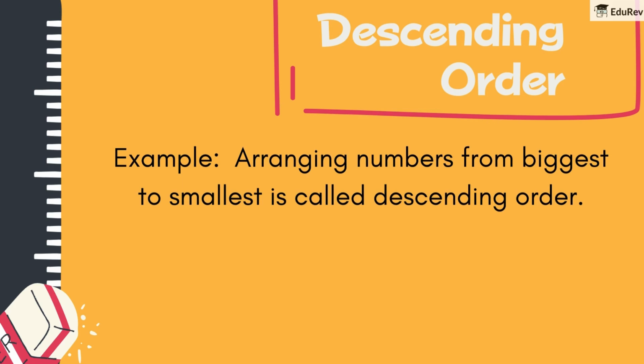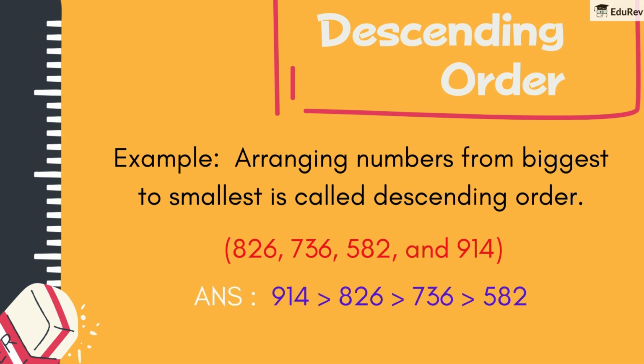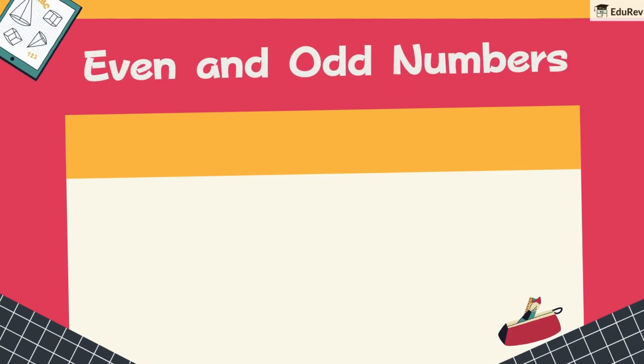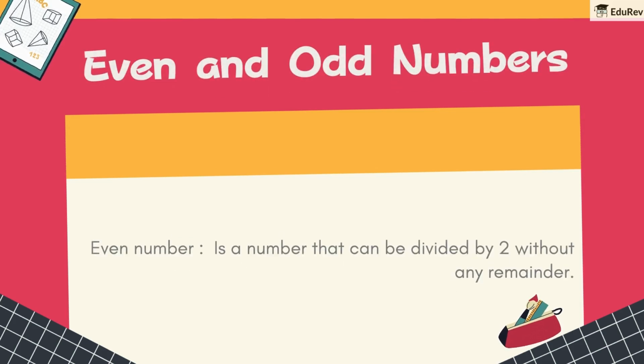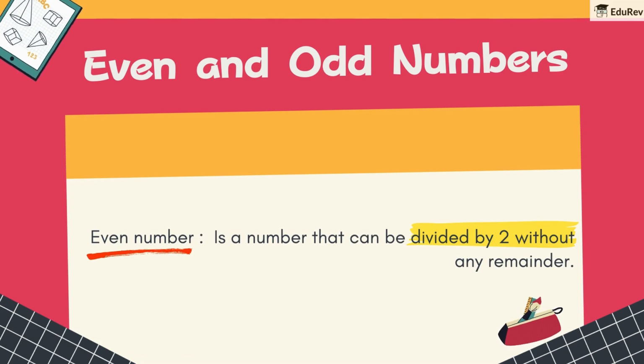For example, if we take the numbers 826, 736, 582, and 914, we arrange them in descending order as 914, 826, 736, 582. Next, let's talk about even and odd numbers. An even number is a number that can be divided by 2 without any remainder.